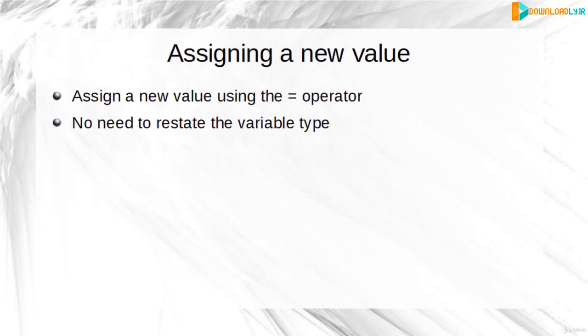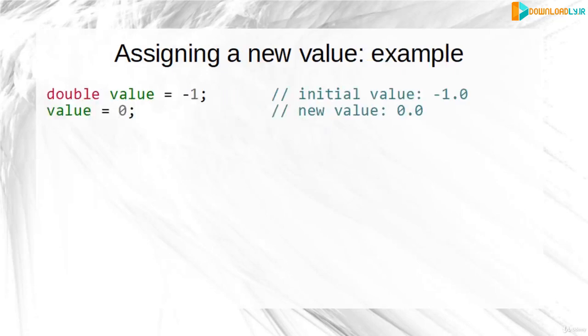We can assign a new value to a variable any number of times after the declaration. It is basically the same as the declaration with initial value, but this time the data type no longer needs to be specified. Here's an example. First, we assign the variable with an initial value of -1. Then we again assign it with a value of 0.